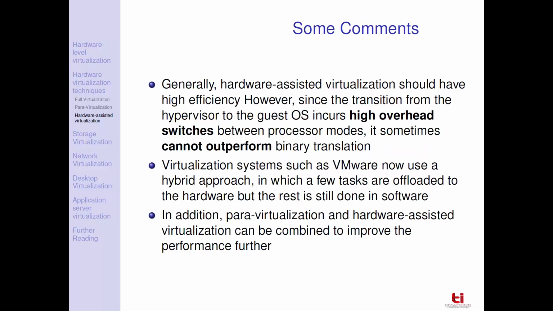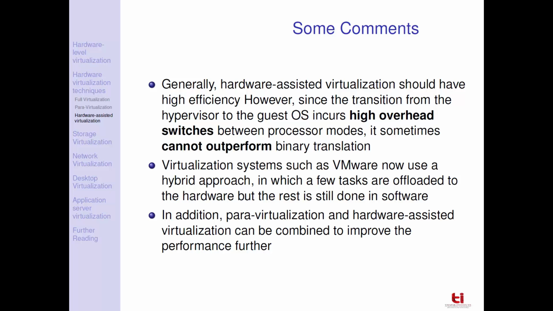Okay, so some comments on these techniques. Generally, hardware-assisted virtualization should have high efficiency. However, since the transition from hypervisor to guest OS incurs high overhead from switches between processor modes, it sometimes cannot outperform binary translation. So even though in hardware-assisted virtualization binary translation of privileged instructions is not required, sometimes it cannot outperform because of the high overhead of switches between processor modes.